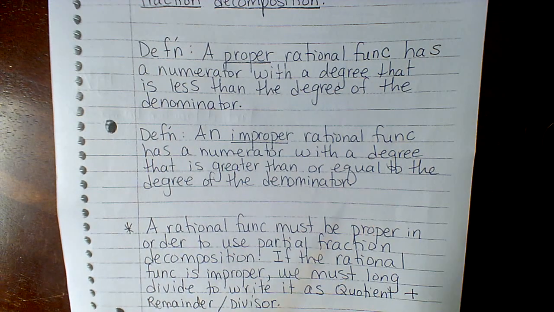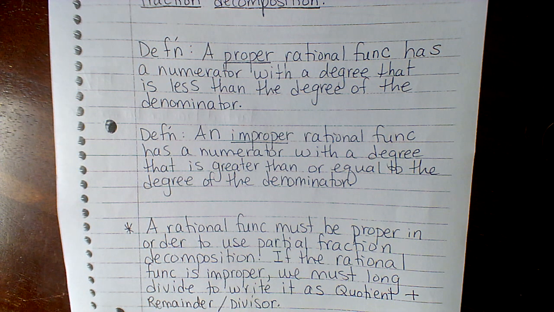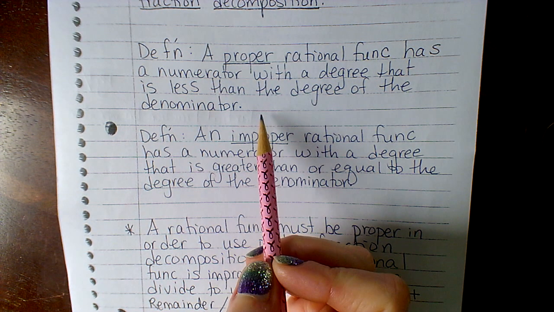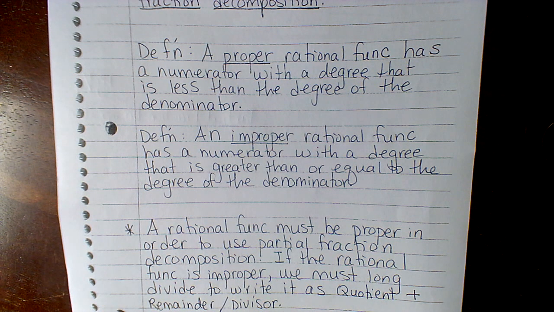So let's talk about this technique of partial fraction decomposition. Now, it can only be used on proper rational functions. So what is a proper rational function? Well, a proper rational function has a numerator that has a degree less than that of the denominator. Remember, the degree is the highest power of x. An improper rational function has a numerator with a degree higher or greater than the degree of the denominator.